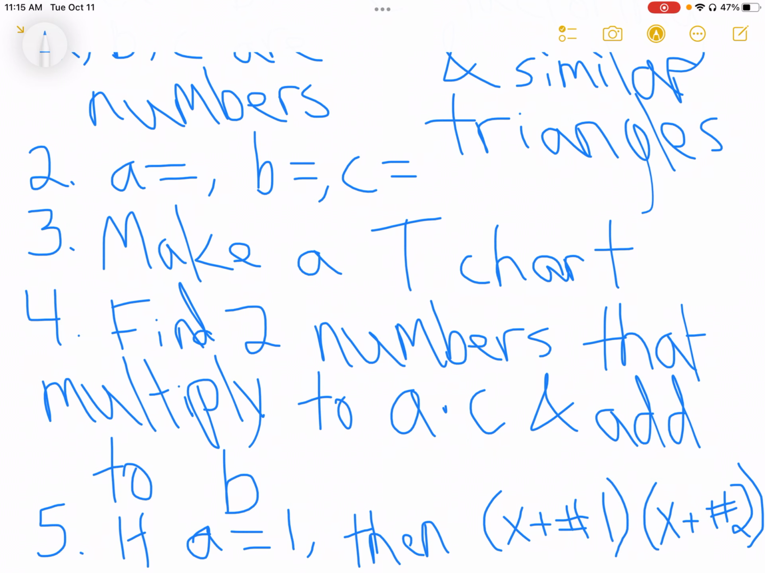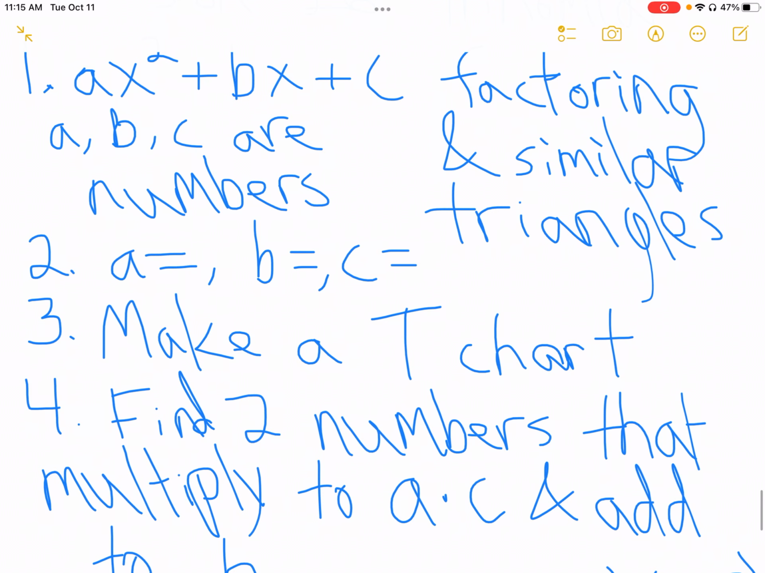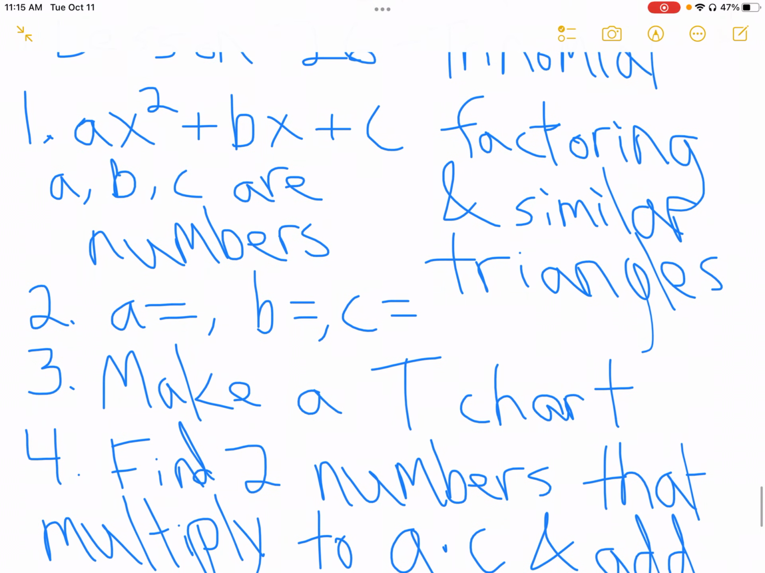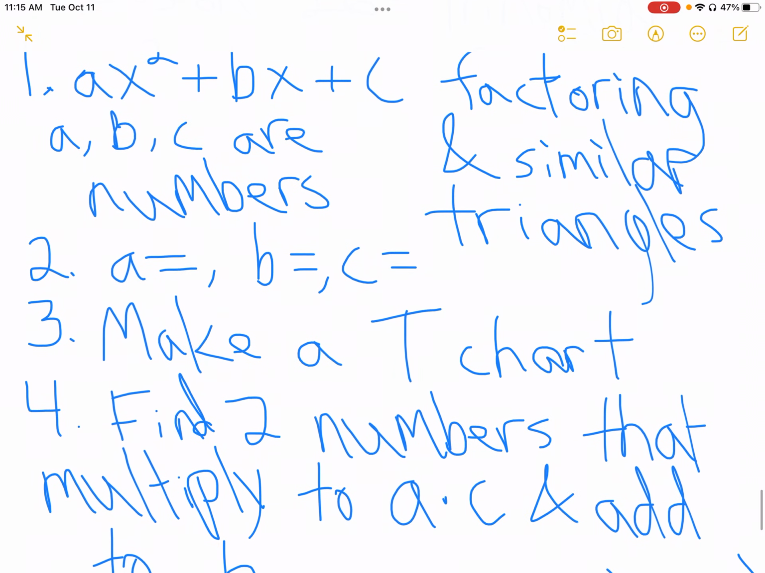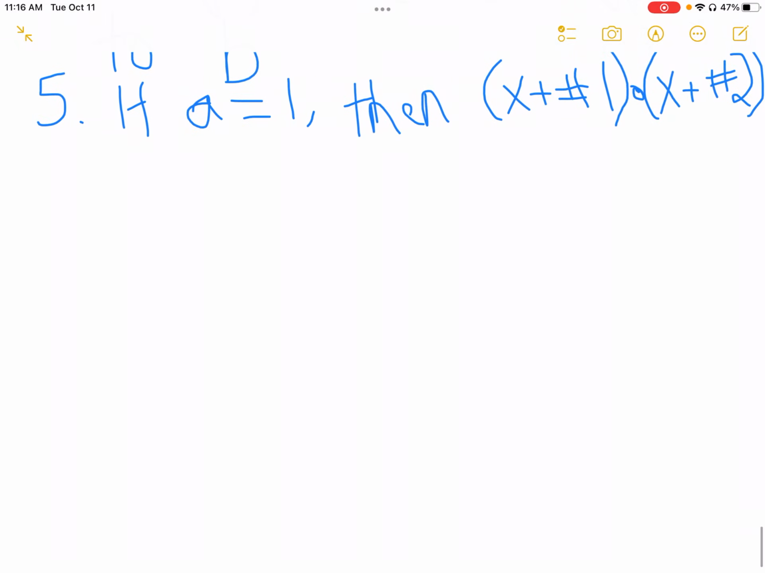Okay, so just review. We want to get our terms in this order, right? Our x squared comes first, then our bx, then our c. Those are numbers. We'll identify a, b, and c, make a t-chart, and find two numbers that multiply to a times c but also add to b. And then if a is equal to 1, we'll have x plus our first number, multiplied by, a multiplication sign in the middle, x plus our second number. All right, so now let's go to an example.